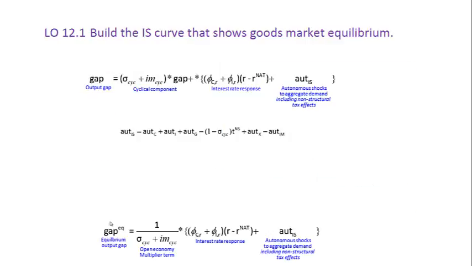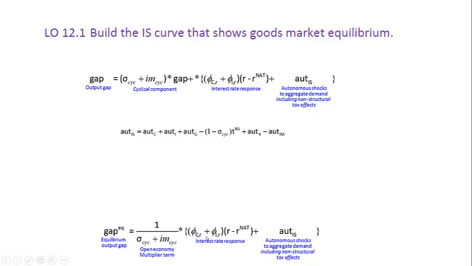So the way that this is going to be reflected here is in a new output gap equation, and our new output gap equation has the cyclical components, both from consumption and imports, and then the new interest rate responses. And we're going to call this autonomous shock now. Instead of calling it AUT-AD, now we're going to call it AUT-IS. Why? Because we've stuck in this tax term, because we're going to want to use that later on.